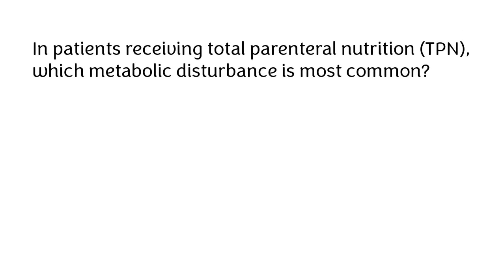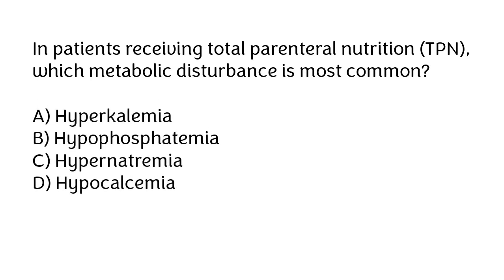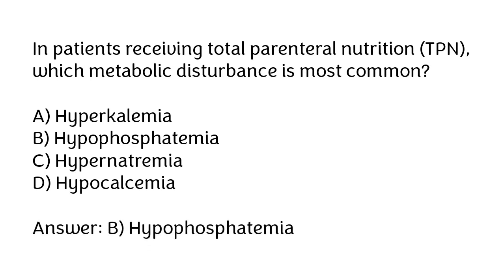In a patient receiving total parenteral nutrition, which metabolic disturbance is most common? Hyperkalemia, hypophosphatemia, hypernatremia, hypocalcemia. The correct answer is option B, hypophosphatemia.